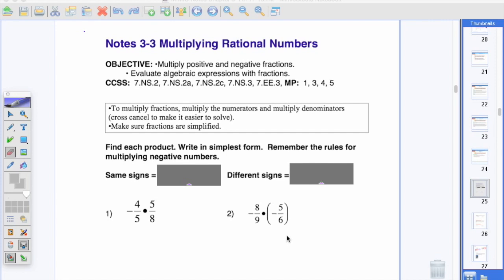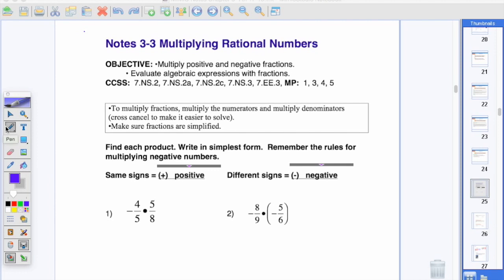Remember the rules for multiplying negative numbers. Same signs means if they're both positive or both negative, your answer is going to be positive. Different signs means that one's positive and one's negative, so your answer is going to be negative.